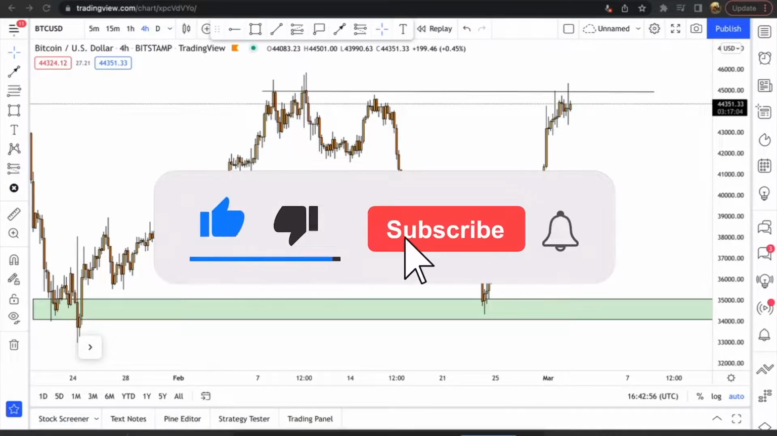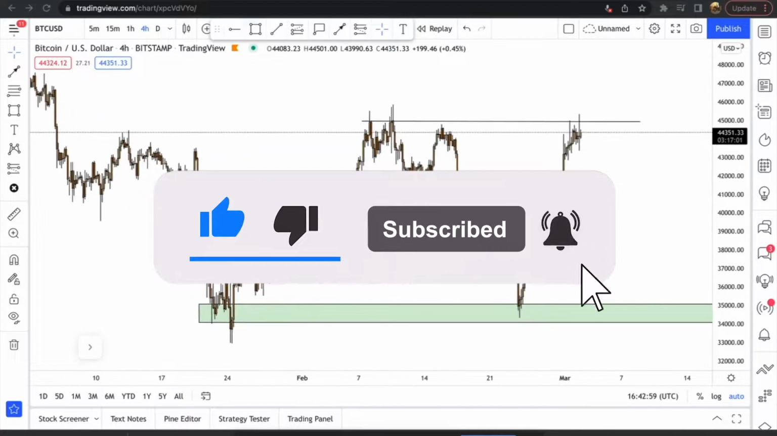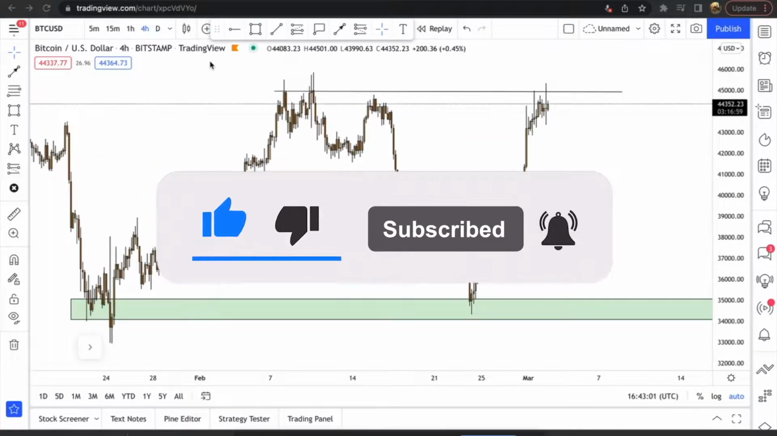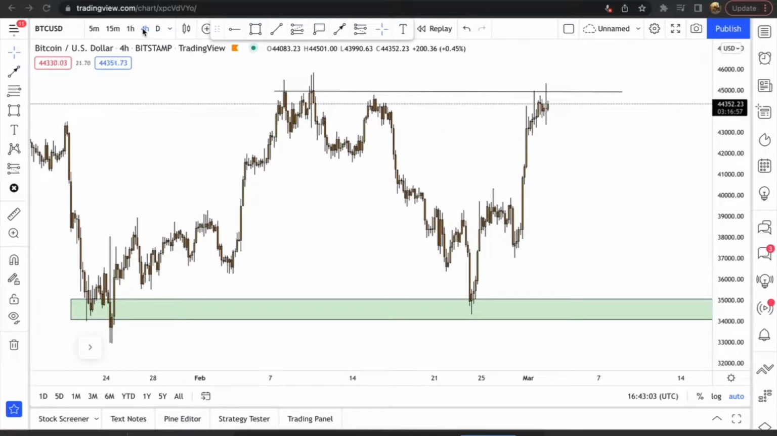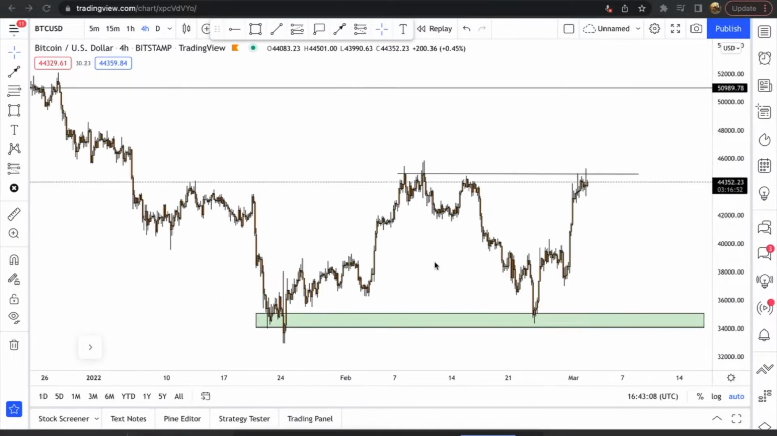Just going to dive into Bitcoin and basically go over this current market structure that we've got going here, just on the 4-hourly time frame today. So if you can see, we've been in this downtrend. I discussed this in yesterday's video.